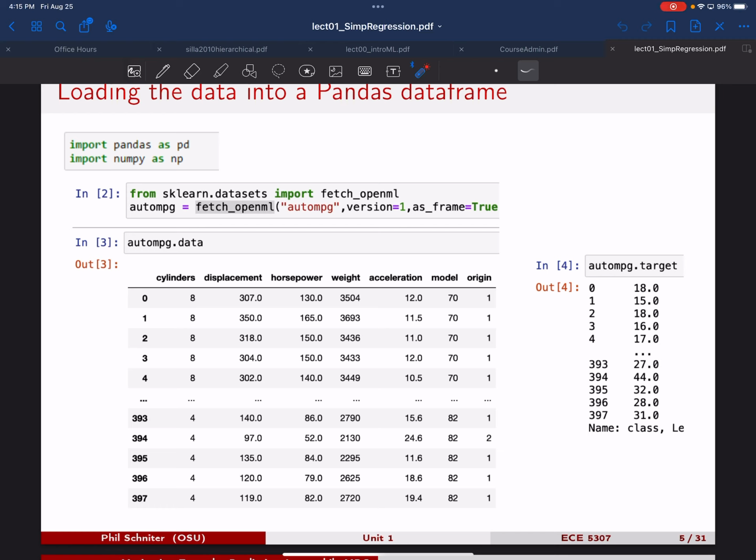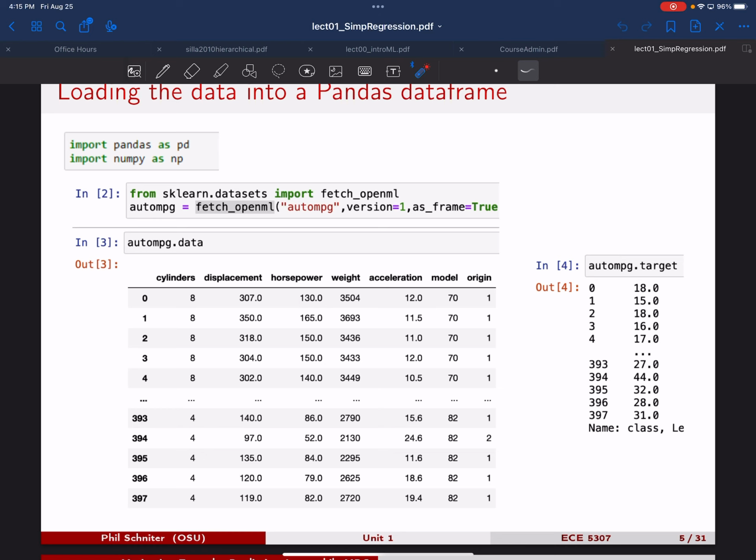The way that we actually download this data is we import this command, fetch_openml, which is a way of talking directly to OpenML. We have to tell it what data set we want to download. We're going to specify the name, which is AutoMPG. It turns out there are 3 versions of that data set on OpenML. We want version 1. And as_frame=True means we want it to be formatted as a Pandas data frame.